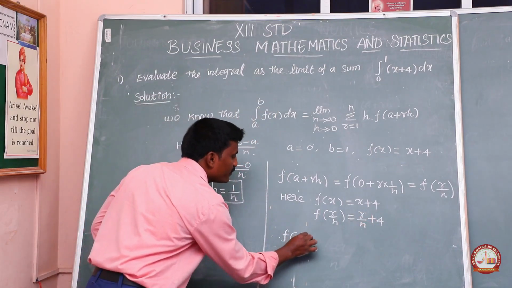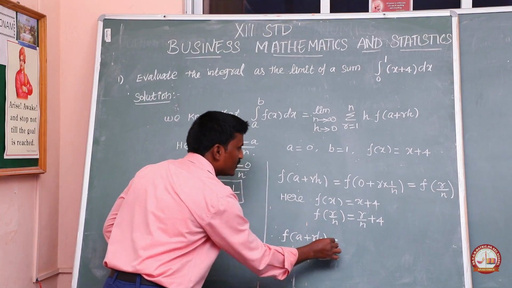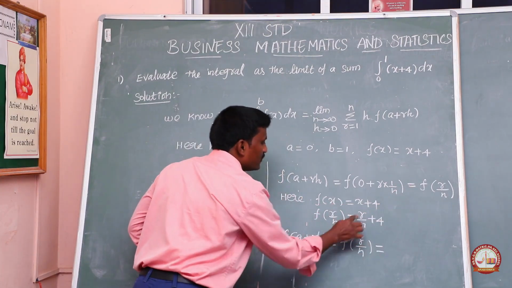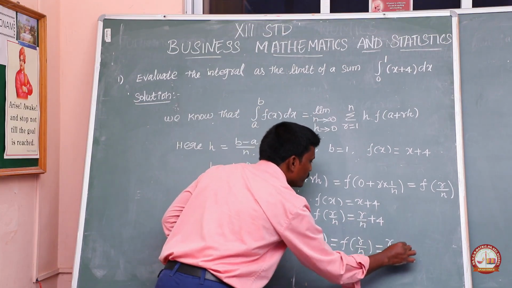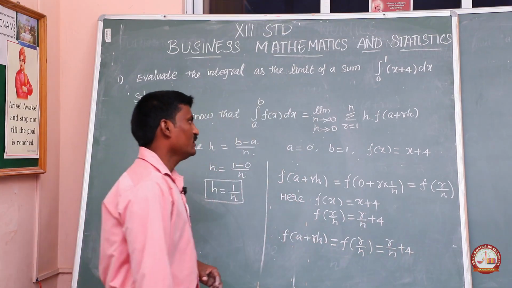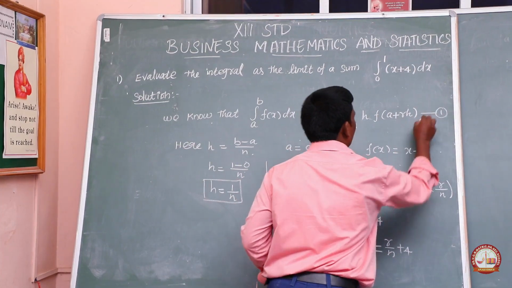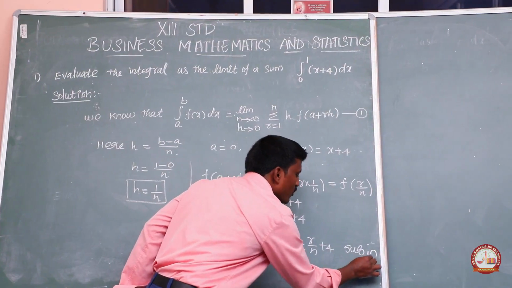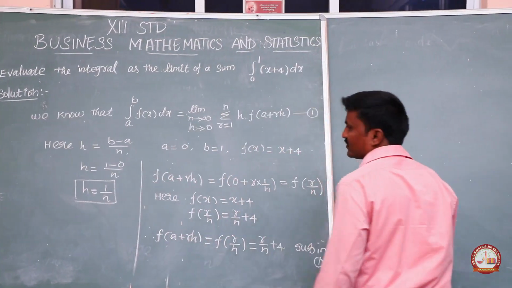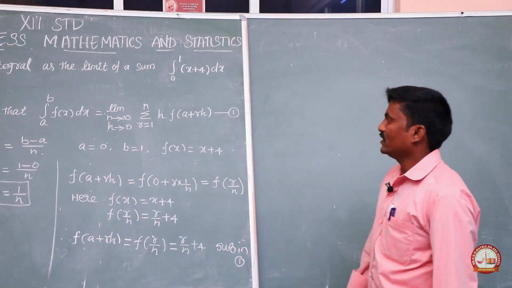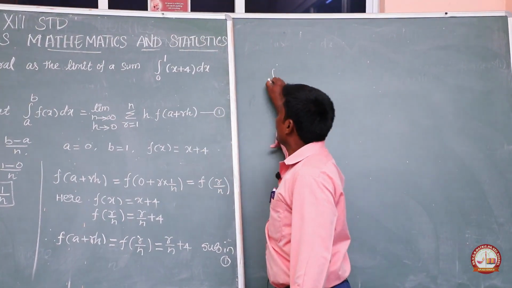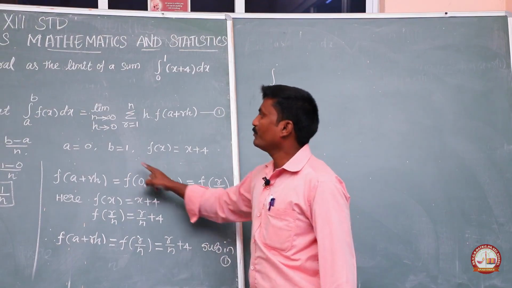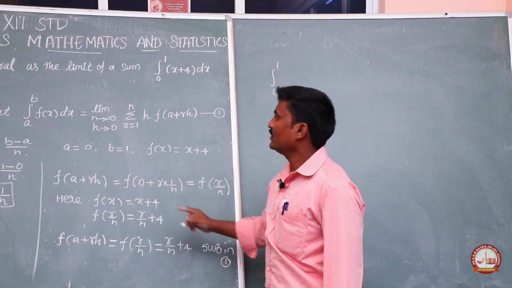Therefore, f of a plus r h equal to f of r by n equal to r by n plus 4. This is equation number 1. Substitute in equation number 1. Therefore, the first equation is integral a, here a equal to 0, b equal to 1, next f of x.